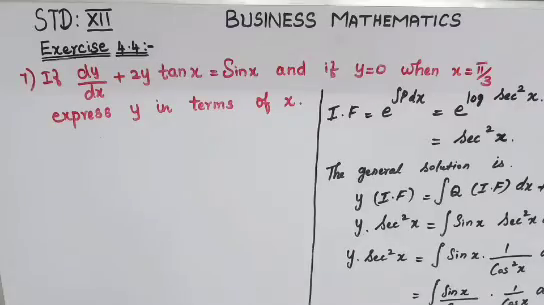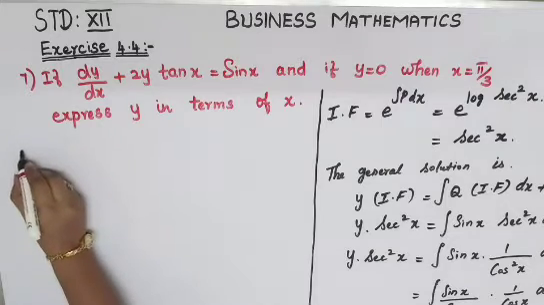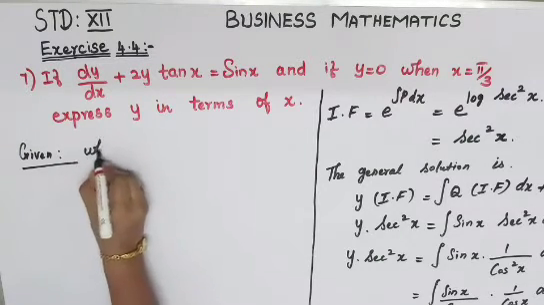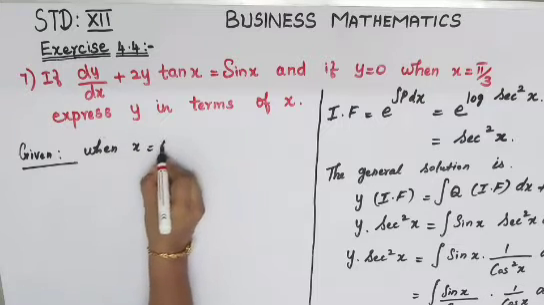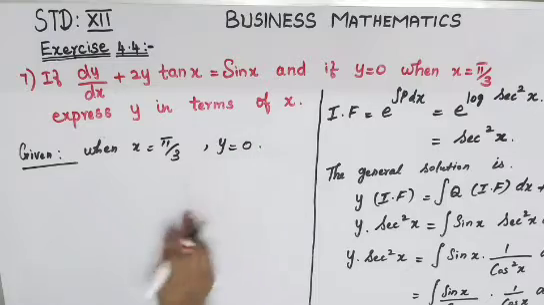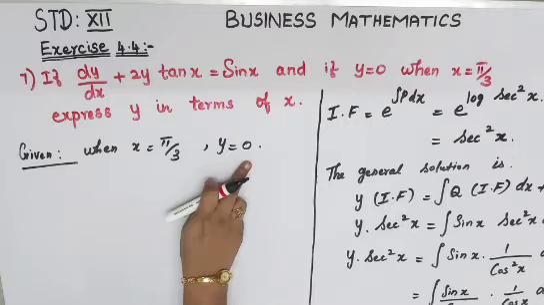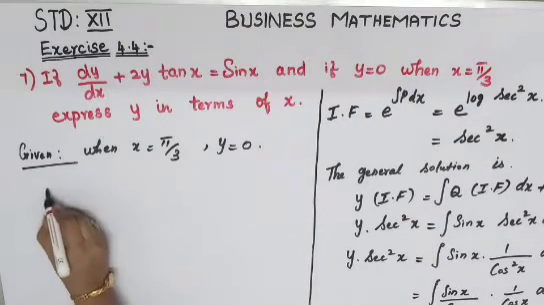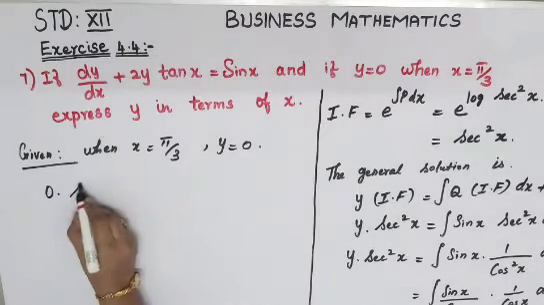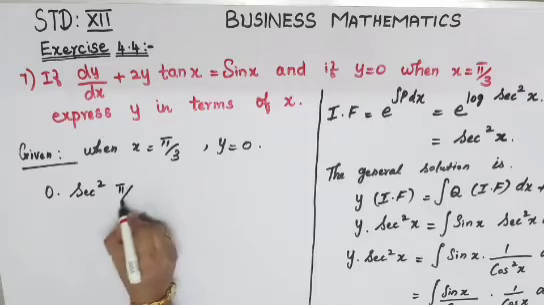Next step is, they have given you the condition y is equal to 0 when x is equal to pi by 3. So I'll just write here: given when x is equal to pi by 3, y is equal to 0. Just substitute these values in your equation 1. So y is 0, so instead of y you can put 0 into secant square x. So it is secant square, in the place of x you will have to substitute pi by 3.